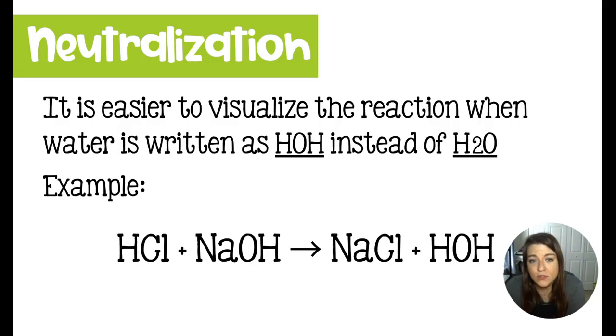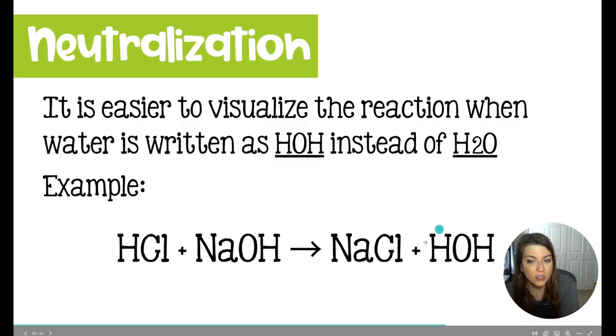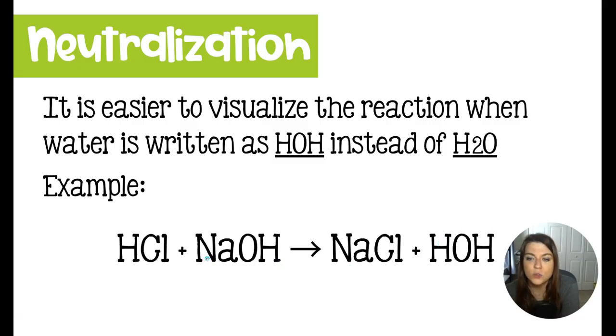Here we have an example of a neutralization. It's a lot easier to see if we write HOH instead of H2O for water. So we have HCl and NaOH. Let's assume that we have equal amounts of H plus ions and OH minus ions in here. This H will pair up with the OH, giving us water. And then the leftovers would just be the ionic part, which in this case is table salt, but it could be anything ionic, Na and Cl.